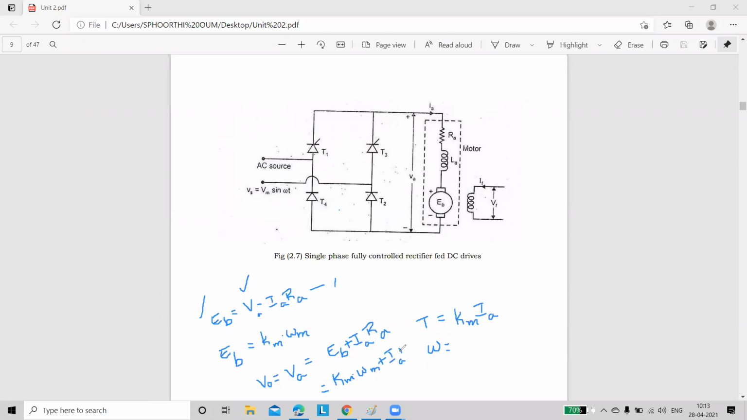Please tell me, from this expression, are we able to determine the expression for speed? Is there any possibility for that? Anyone, please respond. You know that VA is equal to some expression. From this expression, is there any possibility to calculate speed? Say it loudly.